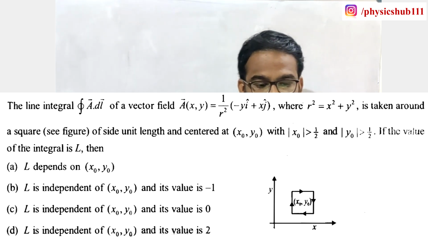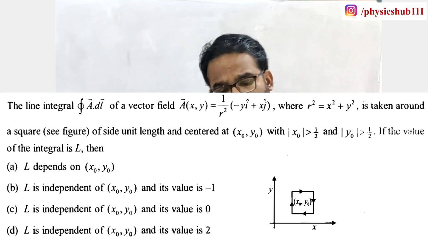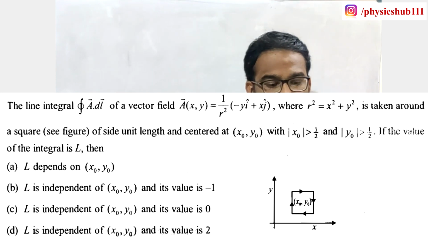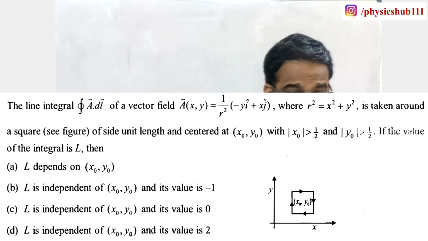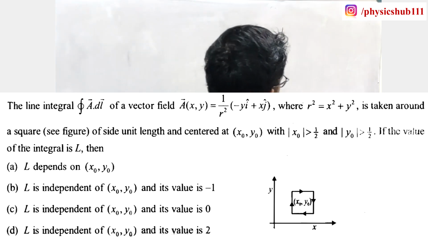See the figure of side unit length and centered at x naught, y naught, with x naught greater than half and y naught greater than half. If the value of the integral is L, then which of the options will be correct? Okay, so let's draw it.